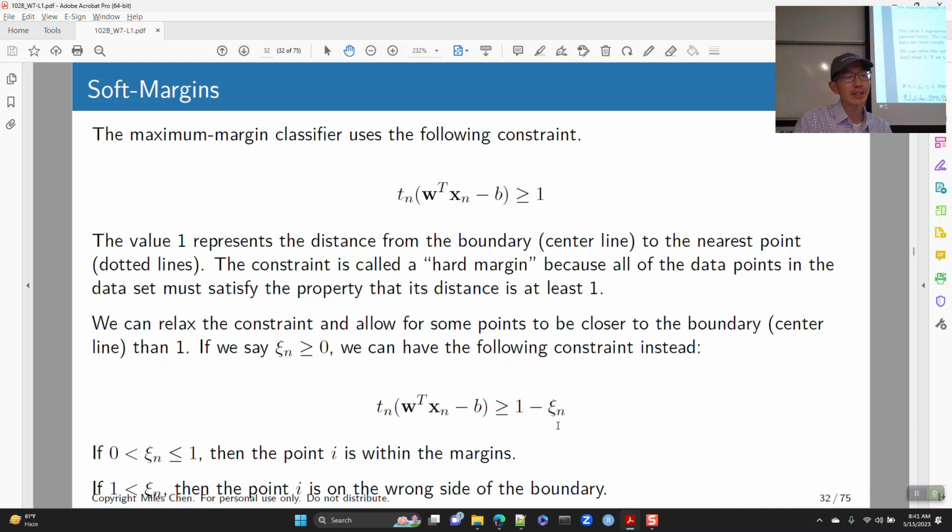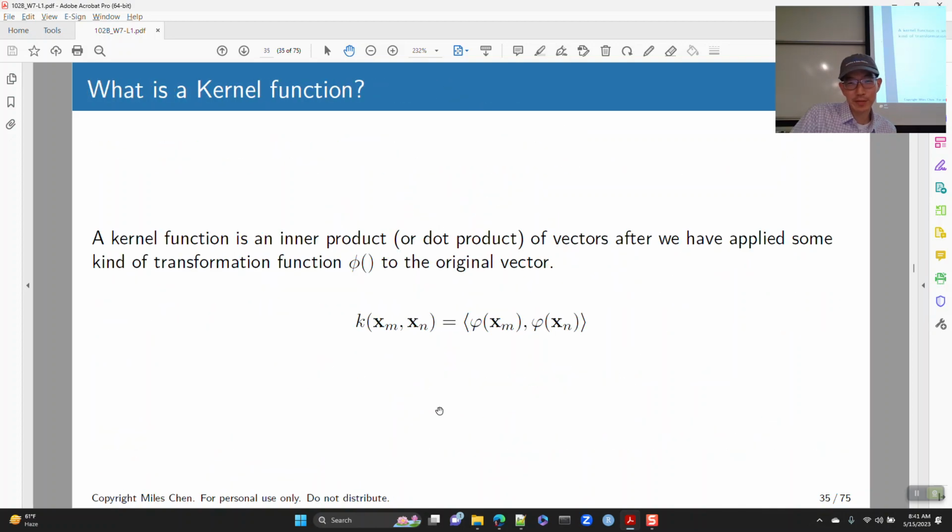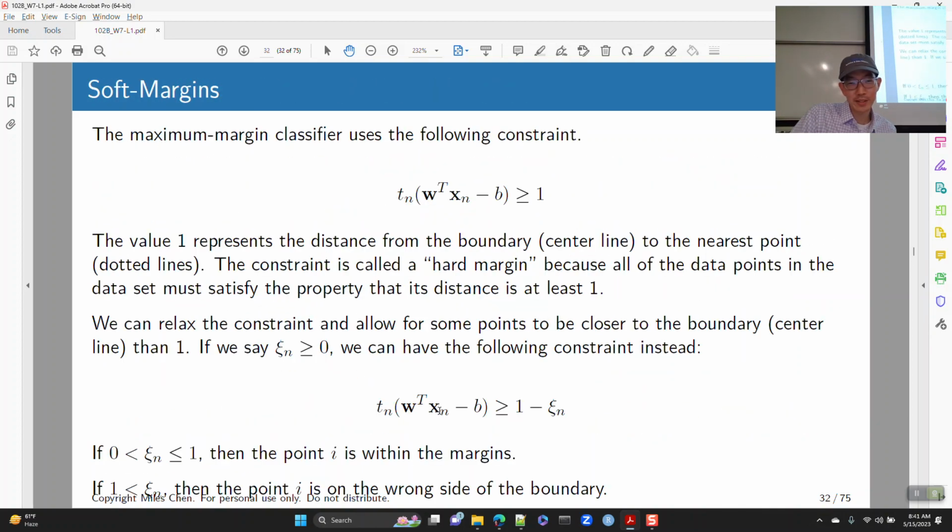So xi is some value between 0 and 1, so maybe it's 0.5. And we'll say, oh, you know what, for this point, we'll allow the distance between the boundary and that particular x to be only 0.5 rather than 1. Okay, let me see, did I draw a picture of this? I didn't.